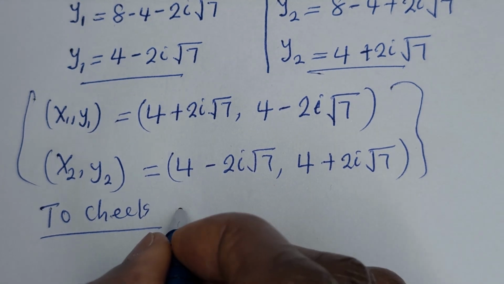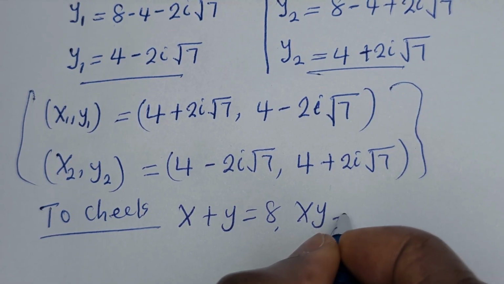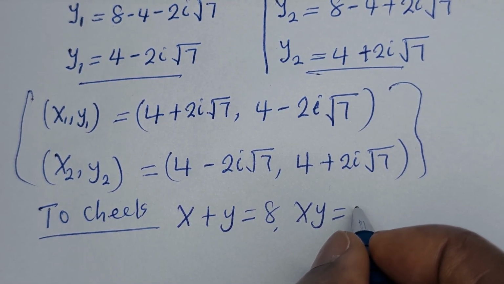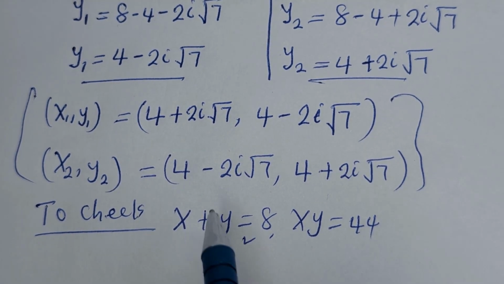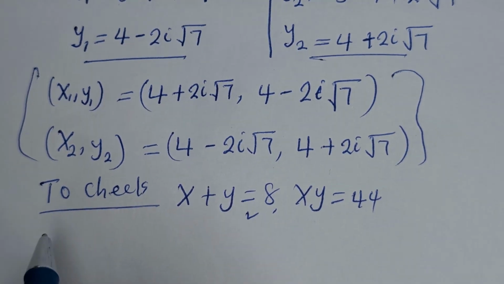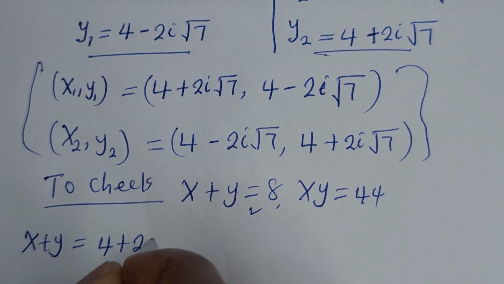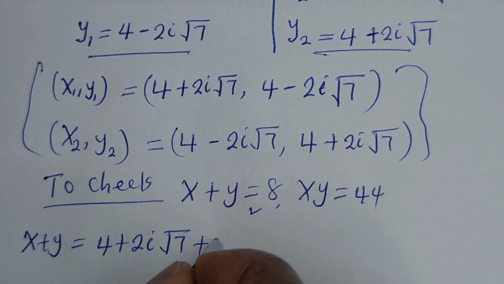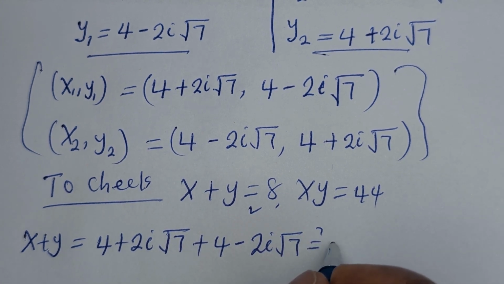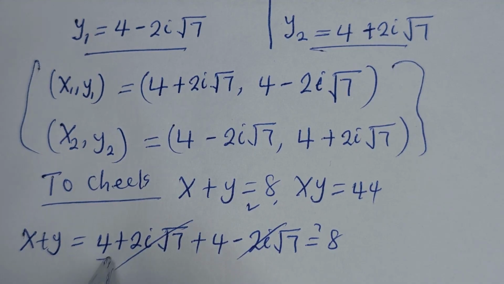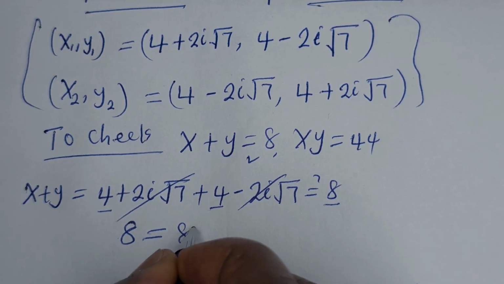To check, we have the given equations. s plus y is equal to 8. sy is equal to 44. Now let us consider this using either s1, y1 or s2, y2. Then we have s plus y. This is 4 plus 2i root 7 plus 4 minus 2i root 7 must be equal to 8. This cancels this. We have 4 plus 4, that is 8, is equal to this 8, which is true.